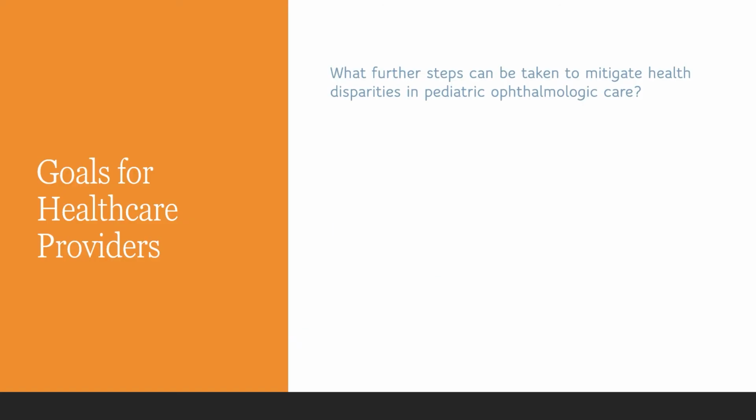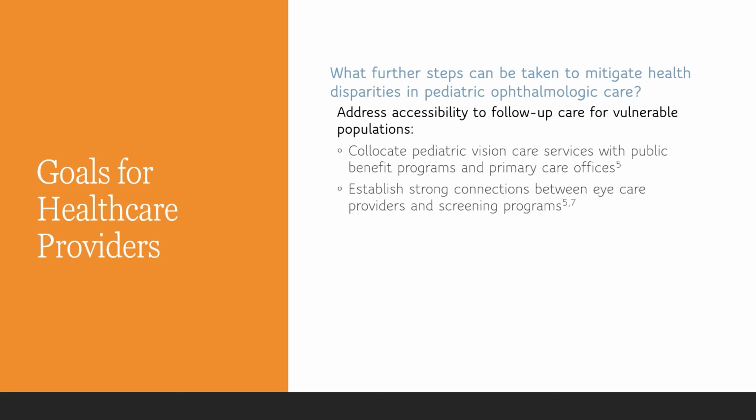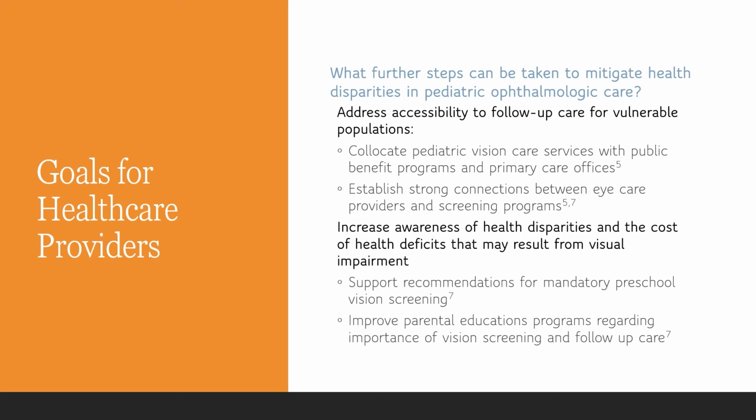So what further steps can be taken to mitigate health disparities in pediatric ophthalmologic care? First, we can work to address accessibility to follow-up care for vulnerable populations by co-locating pediatric vision care services with public benefit programs and primary care offices, as well as by establishing strong connections between eye care providers and screening programs. In addition, we can increase awareness of health disparities and the cost of health deficits that may result from visual impairment. This can be done by supporting recommendations for mandatory preschool vision screening and improving parental education programs regarding the importance of vision screening and follow-up care.